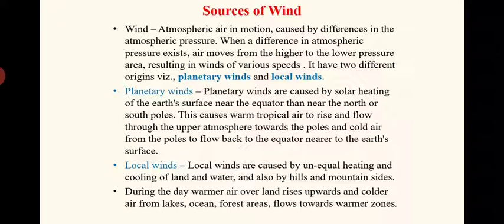So the cooling of the water will be a slow process, whereas cooling of the land is a faster process. So what happens is, in the night time, the sea or the water body will be having higher temperature compared to the land side. So this local temperature difference is also causing the formation of the winds. That is what is known as local winds.